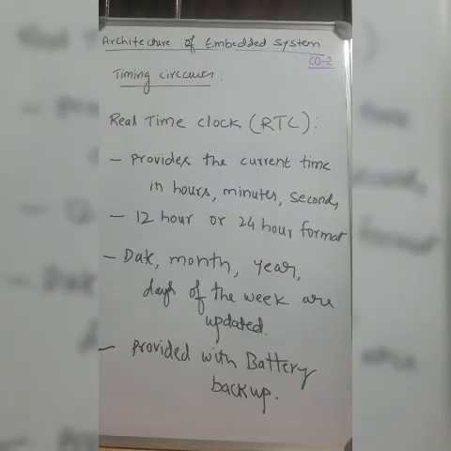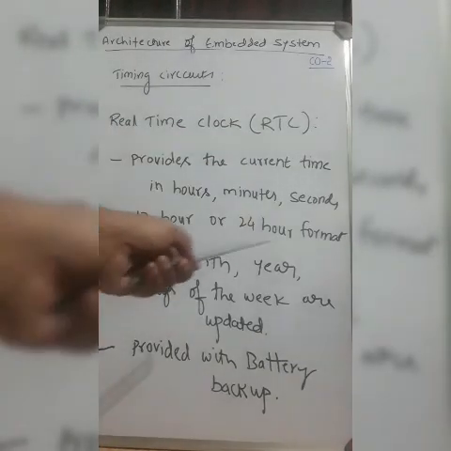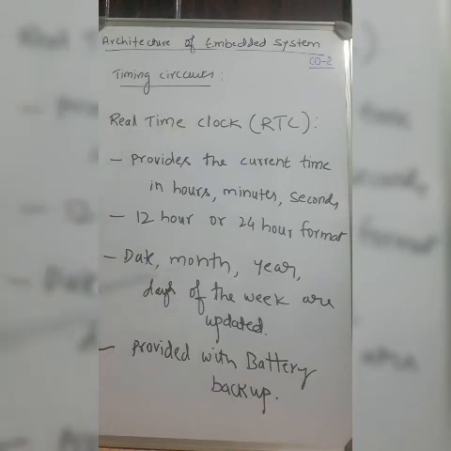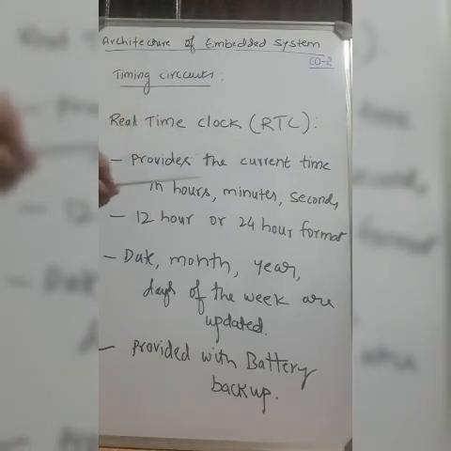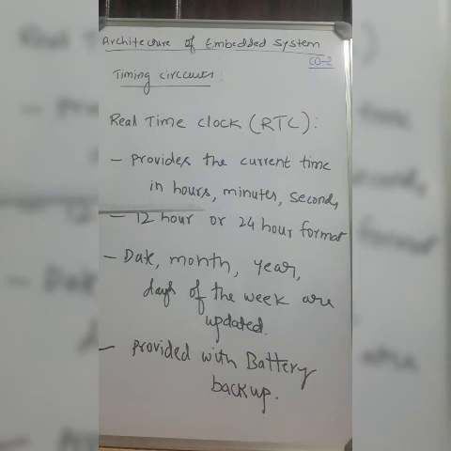Let's get to know the real-time clock of an embedded system. The real-time clock provides the current time in hours, minutes, seconds, either in 12-hour or 24-hour format. Date, month, year, and days of the week are updated in the embedded system, and it has to have a battery backup. The real-time clock can interrupt the operating system at regular intervals to update the present time. That is how the real-time clock assists the embedded system.